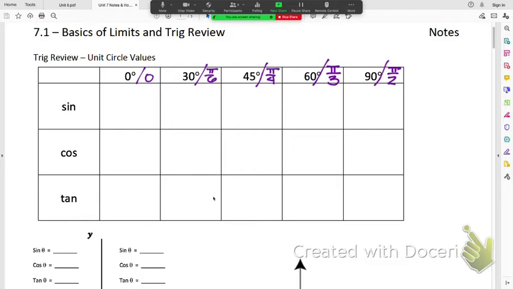All right. When we built these, we said, okay, our sine values start at 0. And our sine values go 0 to 1 in increasing numbers.